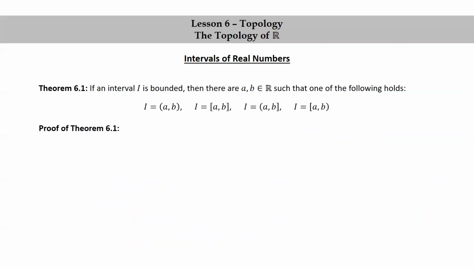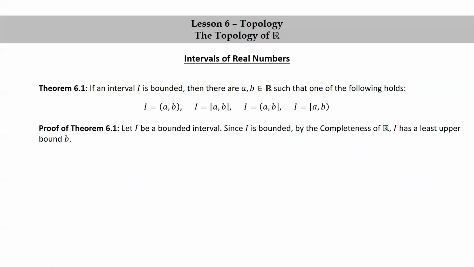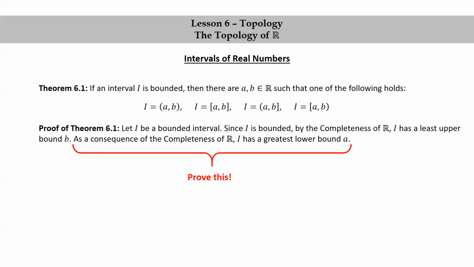All right, we're ready to go through the proof. So we're going to start with I being a bounded interval. Let I be a bounded interval. Since I is bounded, by the completeness of R, I has a least upper bound B. As a consequence of the completeness of R, I has a greatest lower bound A. If you haven't proved this already, then this is something you might want to try to prove on your own, right? So the existence of a greatest lower bound doesn't follow from the definition of completeness, but it is still a consequence of completeness that needs to be proved.